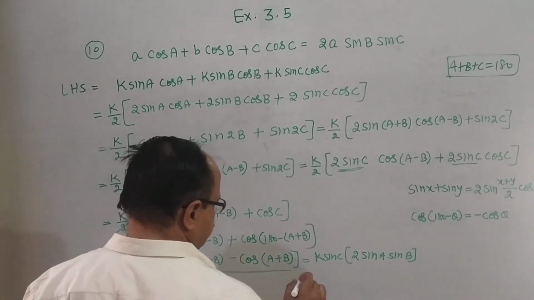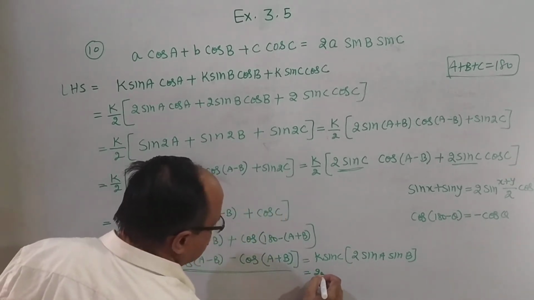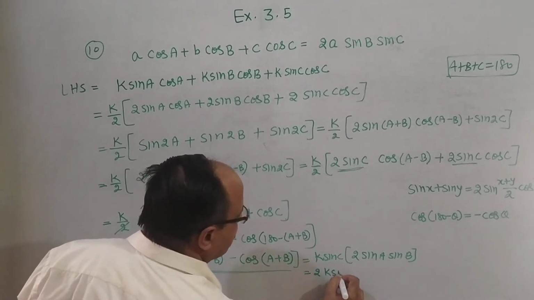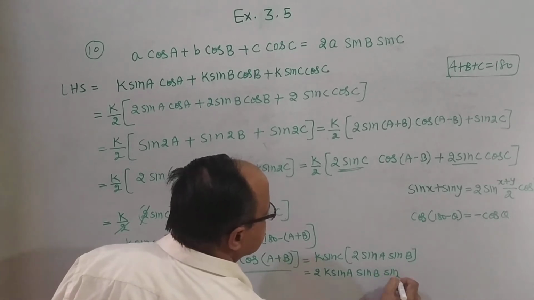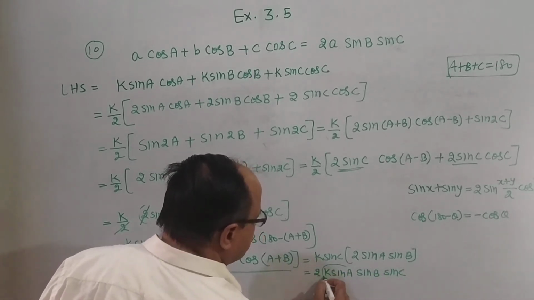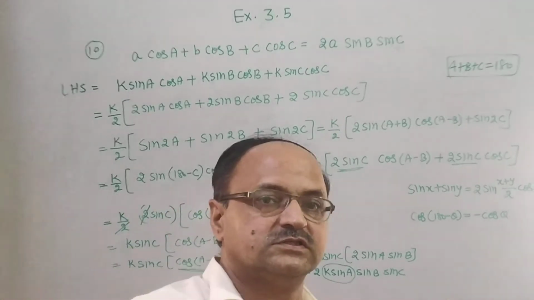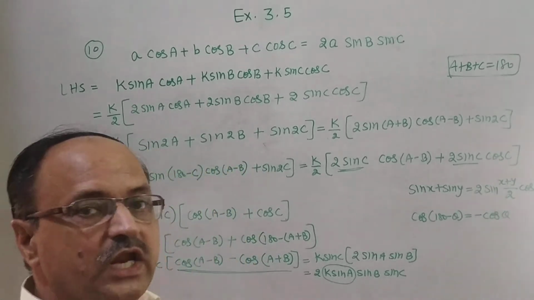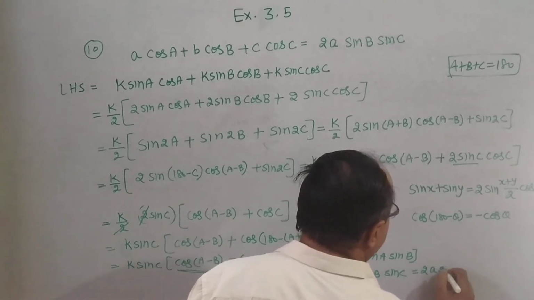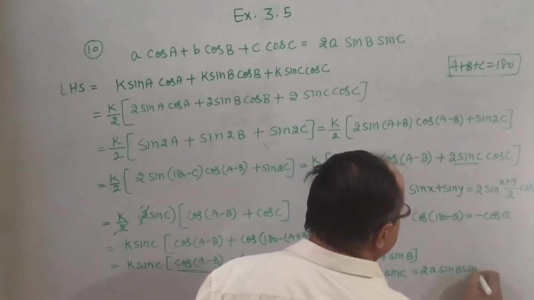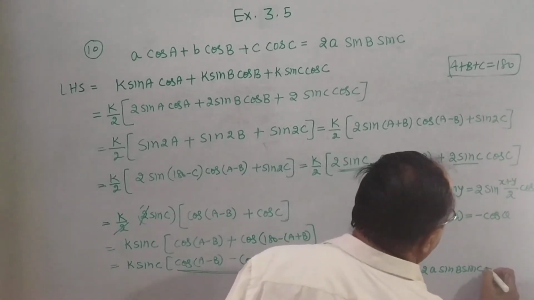Right hand side you can write 2k sin A sin B sin C according to the sine formula. What is the value of this? According to the sine formula, you know that k sin A is equal to small a, that is 2 small a sin B sin C. Right, this is the right hand side. Hence proved.